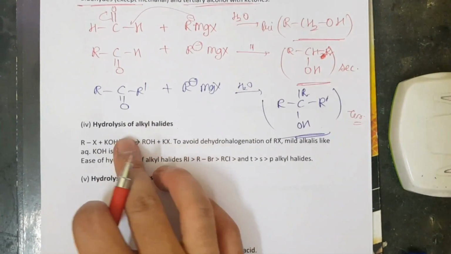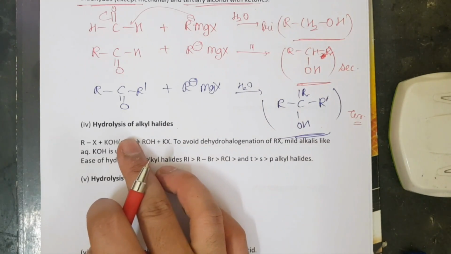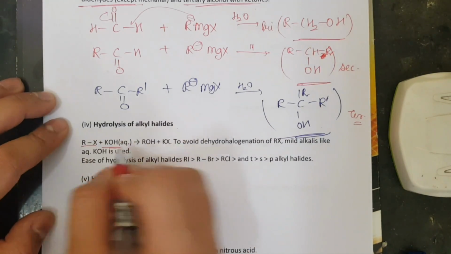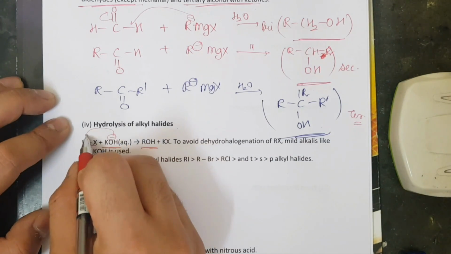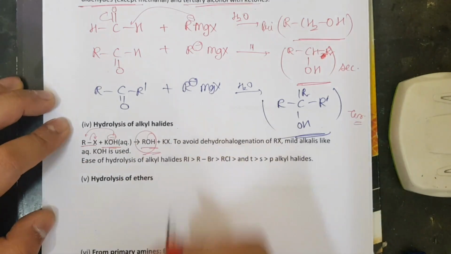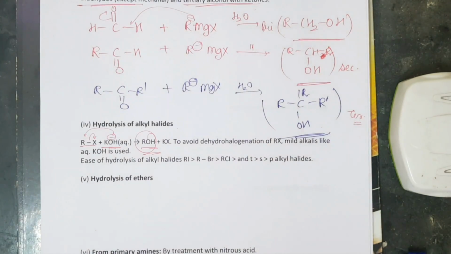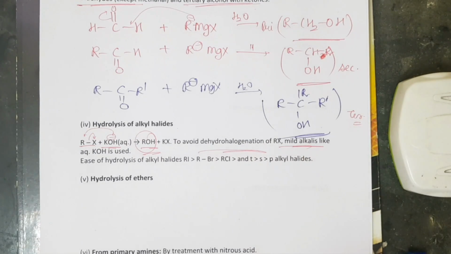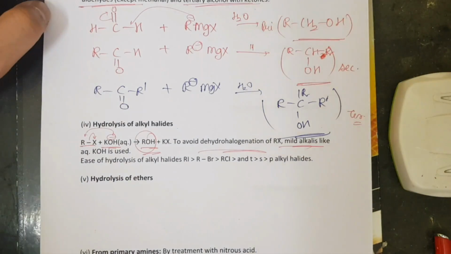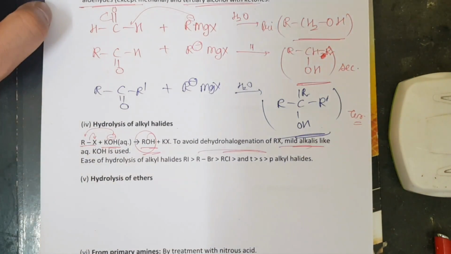Next one is the hydrolysis of the alkyl halides. First of all, we have RX plus KOH, that gives me ROH. How? This OH minus would go, take out X, giving me the formation of ROH. Now, to avoid dehydrohalogenation, we take mild alkali. What is dehydrohalogenation? I have discussed it in the haloalkanes and haloarenes video.